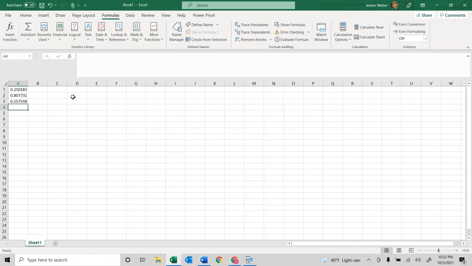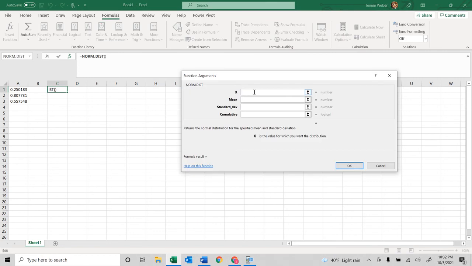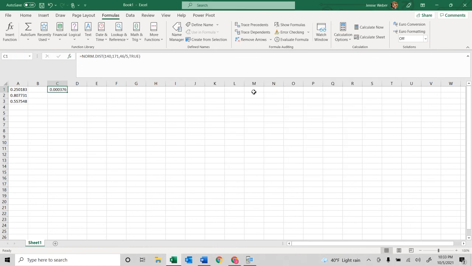So I'm going to come back here and do the same thing I did before. But watch this coolness. I'm going to put in 140. My mean stays the same. With the central limit theorem, the mean doesn't adjust, but the standard deviation is now 46 divided by 5. And you'll notice I didn't even have to do that division myself. You could if you wanted, but it'll do it for you, which is nice.